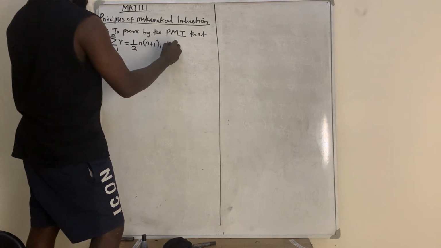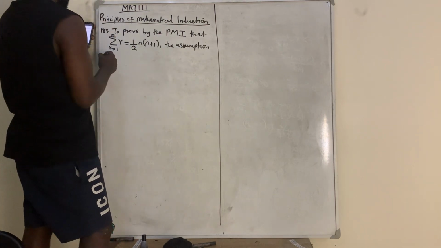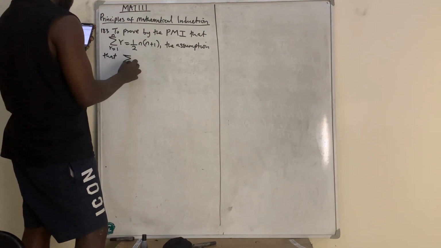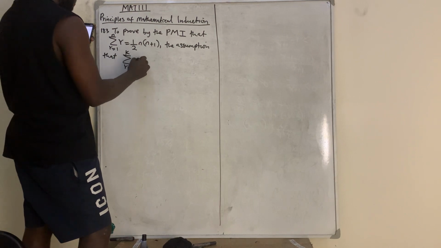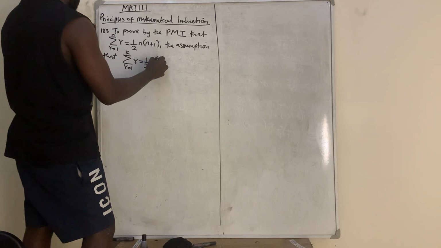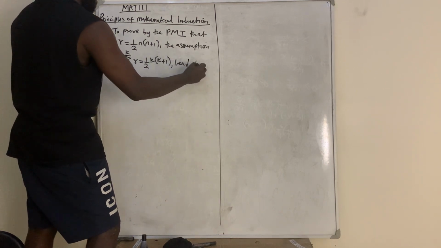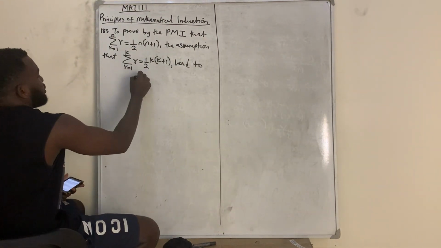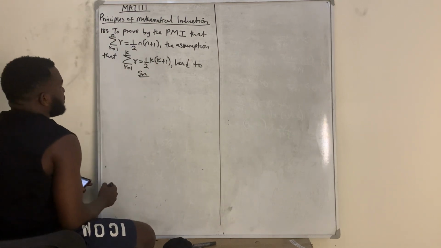Then I say the assumption that the summation of r starting from 1 to k of r is equal to 1 over 2 k into k plus 1 leads to... Okay, now I'll show you what it will lead to, but I just want to show you how to prove that this is equal to this by mathematical induction, right?